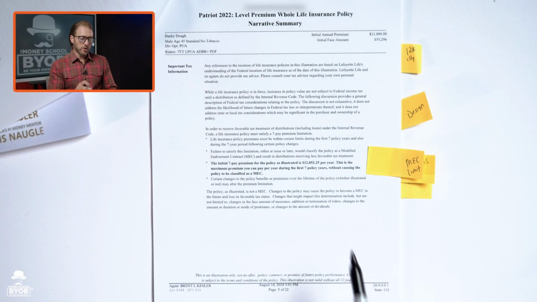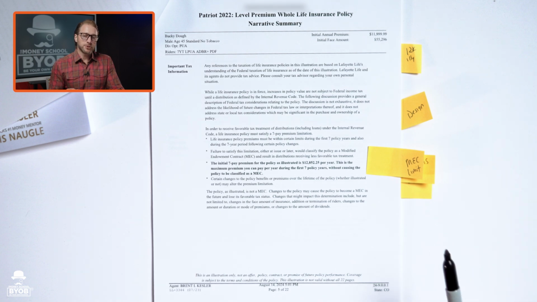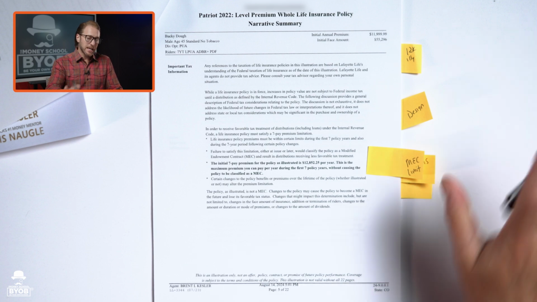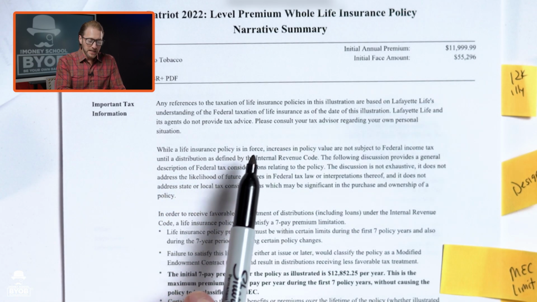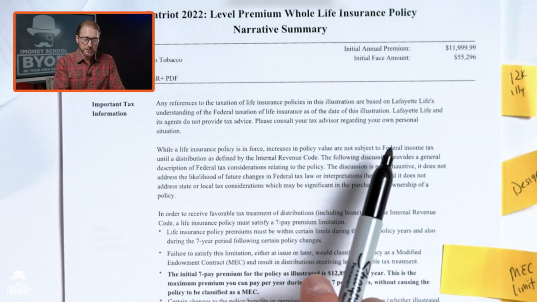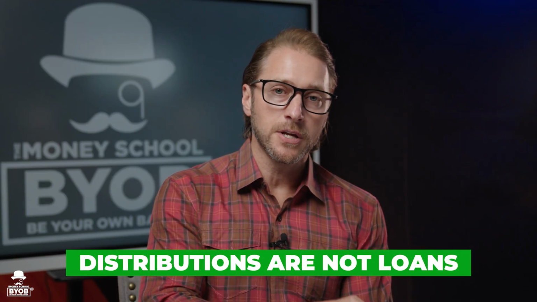Tax information. So this is really going to go through and explain how life insurance is taxed. You're welcome to read this. You could have your CPA read this. I can't give you tax advice on anything, but while a whole life insurance policy is in force, increases in the policy values are not subject to federal income tax until a distribution is taken, as defined by the Internal Revenue Code. Now, distributions are not loans. Distributions would be when we talk about taking a withdrawal.